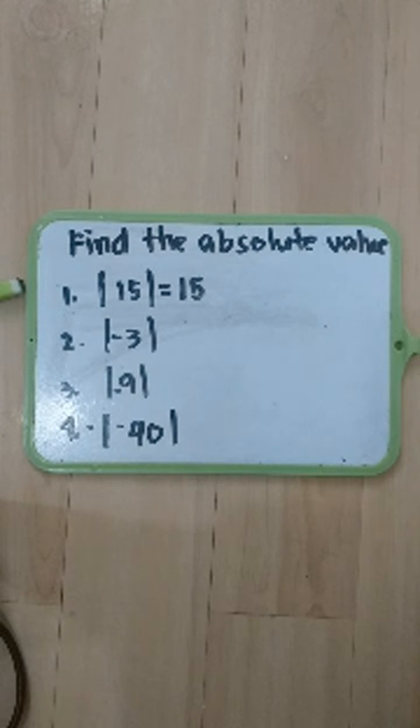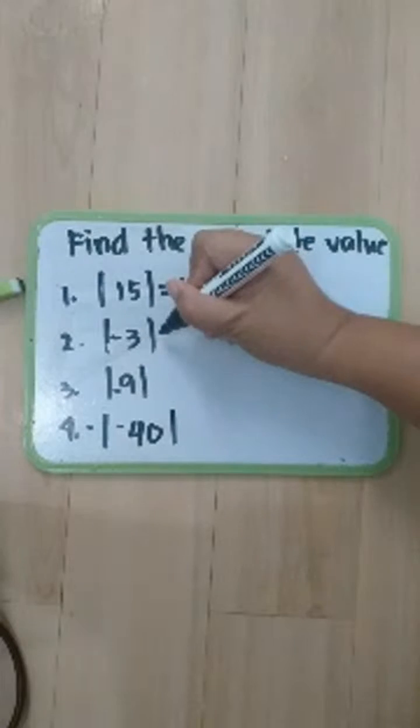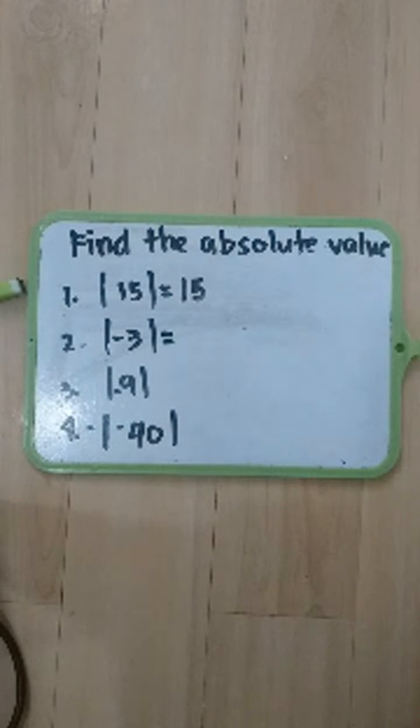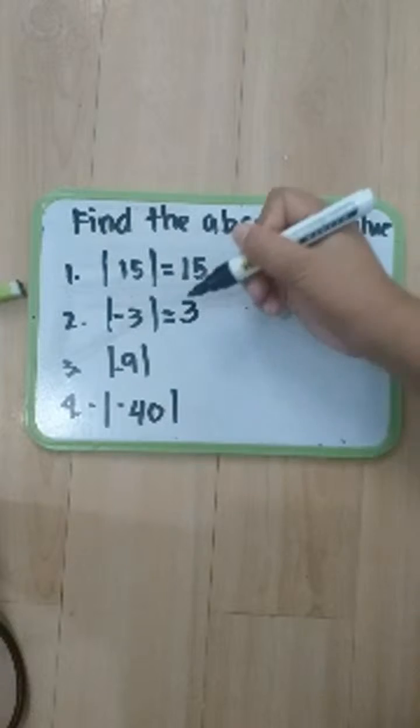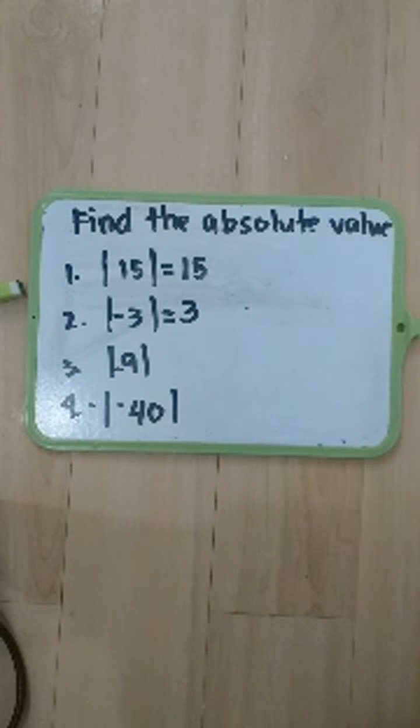Number 2, isa lang ba, si John Free lang ba kausap ko dito? What about the others? Okay, for number 2, we have positive 3. Remember, when you say absolute value, we are pertaining to the distance. Next, for number 3.